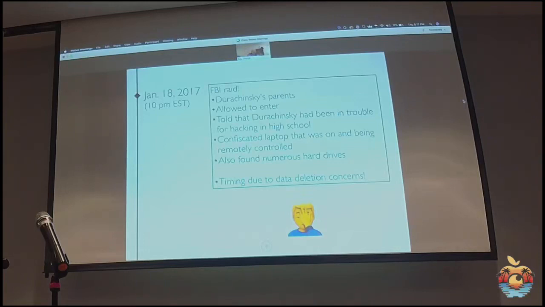So the FBI very quickly pulled the plug on the router to prevent any further activity, whatever was going on. They confiscated the laptop and a number of hard drives and other electronics, and they took that with them when they left.